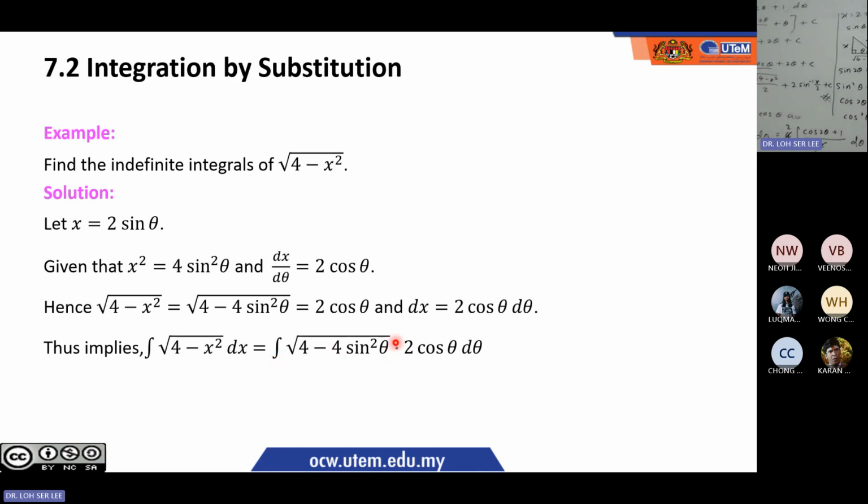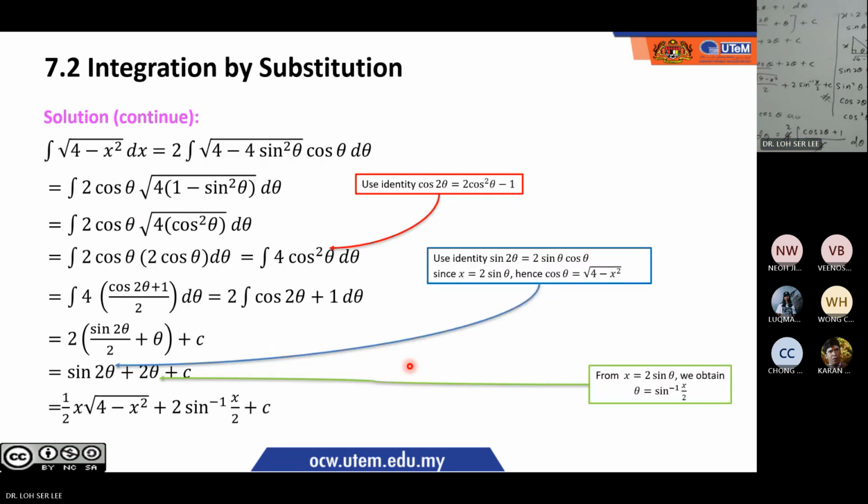After the substitution, after we change all the x into theta, you will get this. Then the steps are here. I think what I write on the board is clearer. So dx is 2 cos theta d theta.